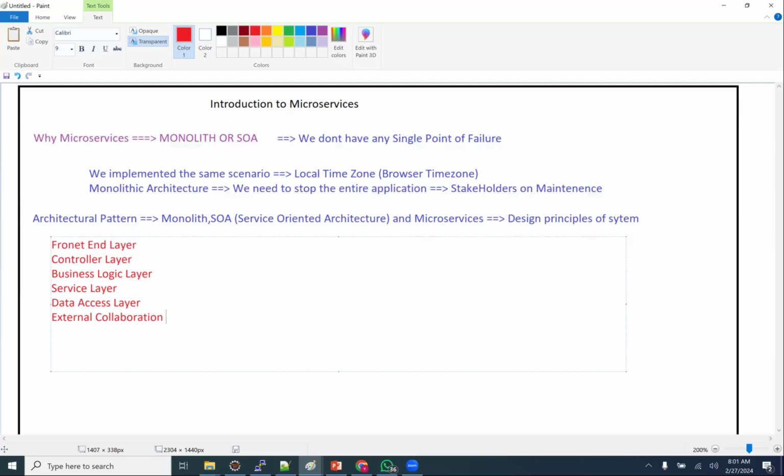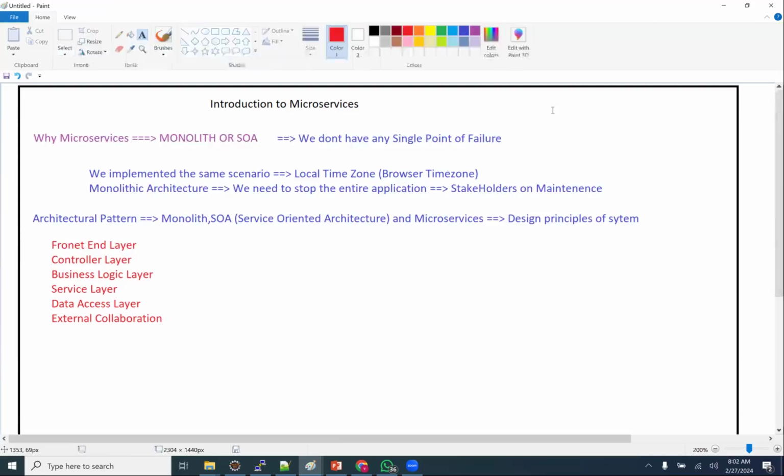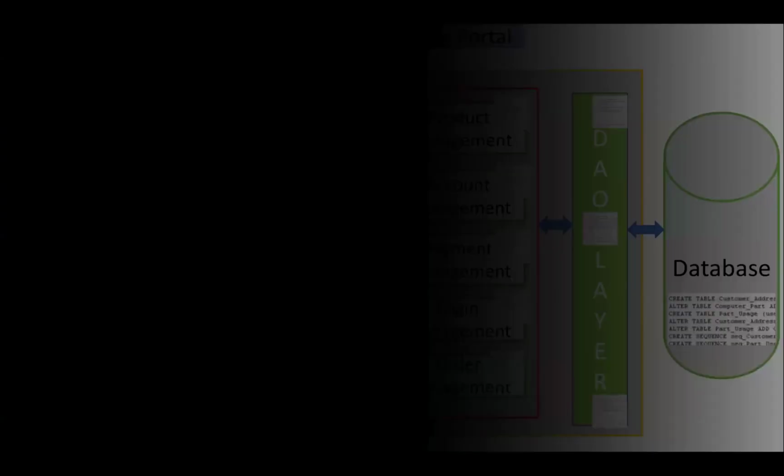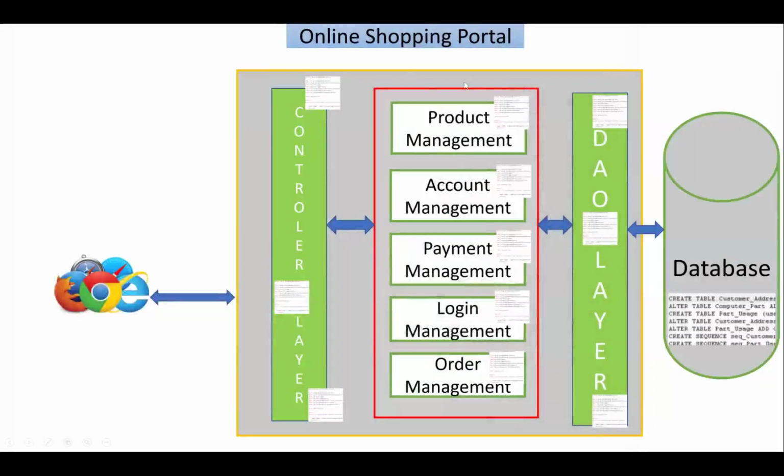Okay. How am I going to place them? That is what monolithic architecture is. So what is our observation, guys? We are going to keep all the things in one box, in one square box. You saw that? Controller layer, which includes front end and all those things. Services, product management.